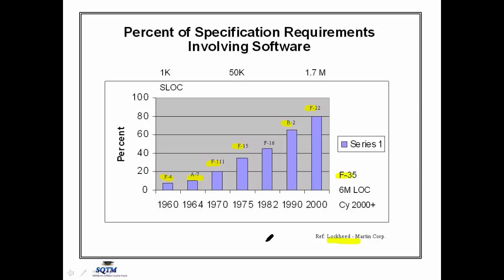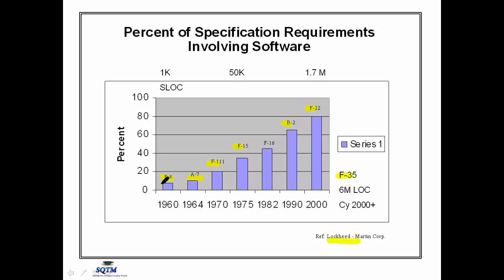Let's take an example of the 1960s and the 2000s. In the 1960s, Lockheed Martin says, of all the requirement specs for building this plane, which includes all the hardware requirements and all the software requirements, software requirements were less than 8% of all the requirements. 92% of the requirements to build that airplane were hardware requirements. And that seems normal.